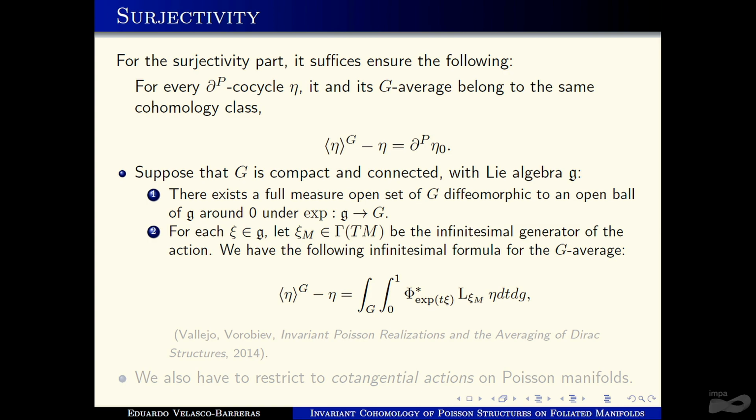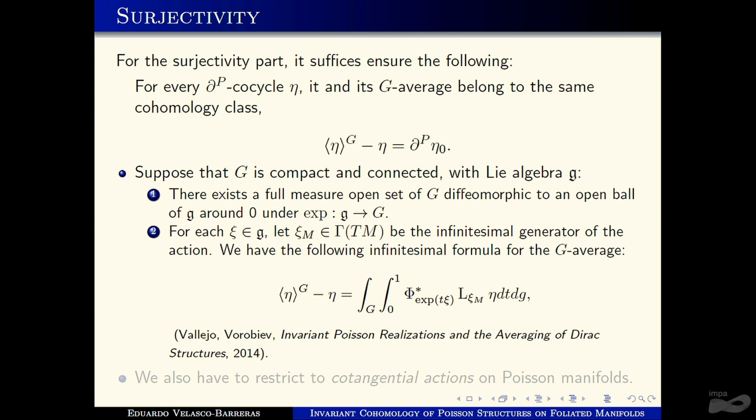Here, the integral over G with the Haar measure is, more precisely, an integral on this open ball on the Lie algebra, which is diffeomorphic to a full measure open set of G, and here g varies along this open ball. And this formula was provided in this paper of Vallejo and Borovikov.